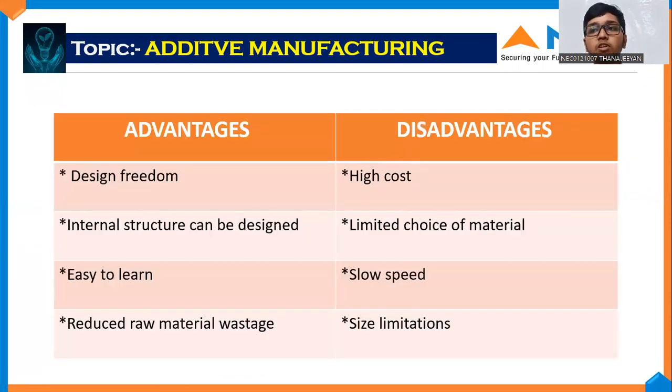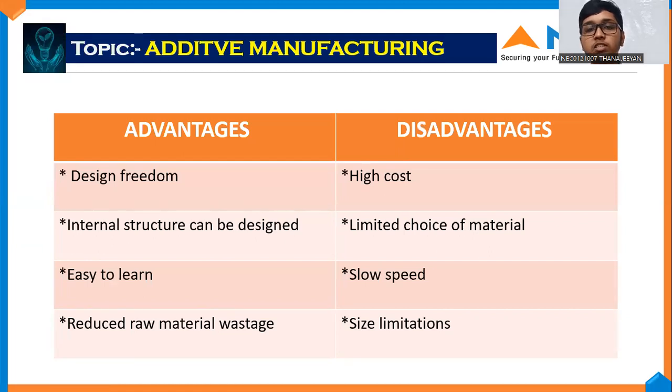So moving on to the advantages and disadvantages. We have the freedom of design in this as an advantage so that we can control the internal structure of a component and we can reduce the weight of the product. So it is also easy to learn and it reduces the raw material wastage by 90%.